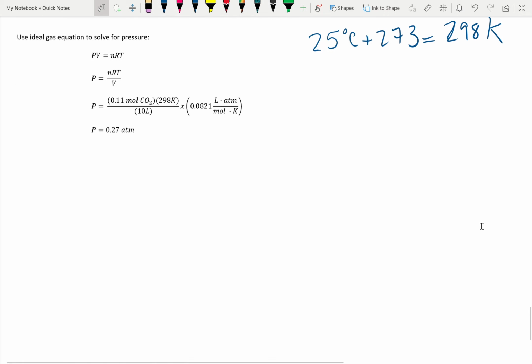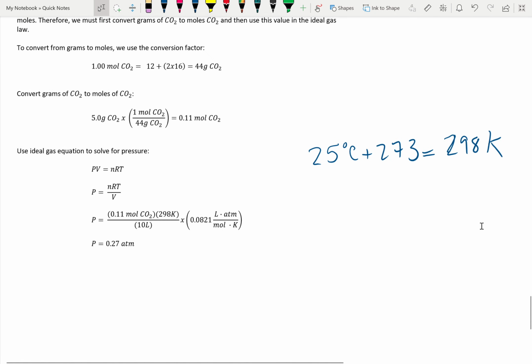And that's it for today. Just remember, all the temperatures are in Kelvin, our R value is always a constant, 0.0821, and our combined gas law is P1 V1 over T1 is equal to P2 V2 over T2.